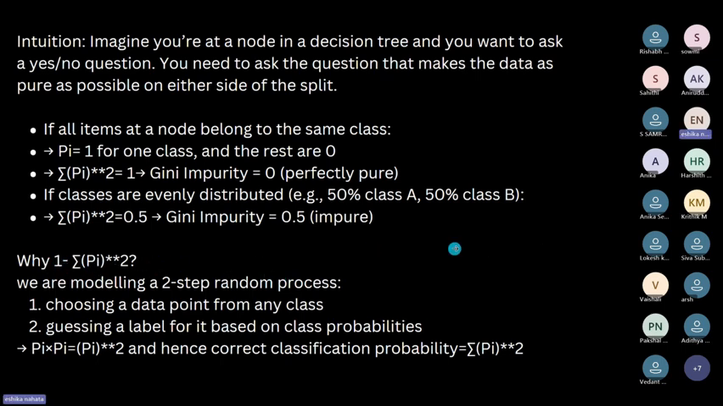We could have done just 1 minus sigma p_i, and there's a reason we do sigma p_i squared. We get the square term because we are modeling a two-step random process. The first step is picking a data point from one of the classes that we have, with that probability, and also the probability of guessing that exact label for that data point. So we get p_i squared over here.